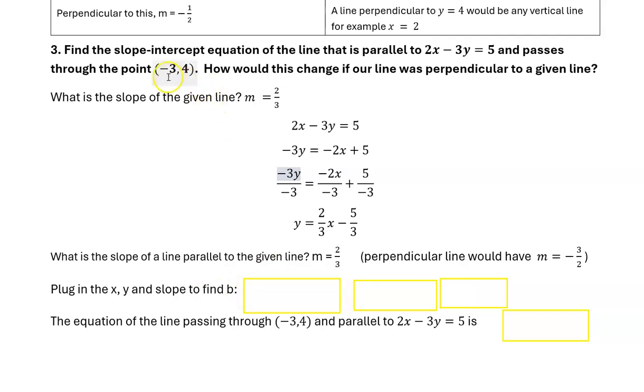to find b. So my y is 4 and my x is negative 3. And so if I plug that in, the slope is 2/3. The x is negative 3, the y is 4. And I'm going to simplify that to solve for b. And so I can see that these 3's would cancel, leaving negative 2. So I have 4 equals negative 2 plus b. Add 2 to both sides, and that would be b equals 6.